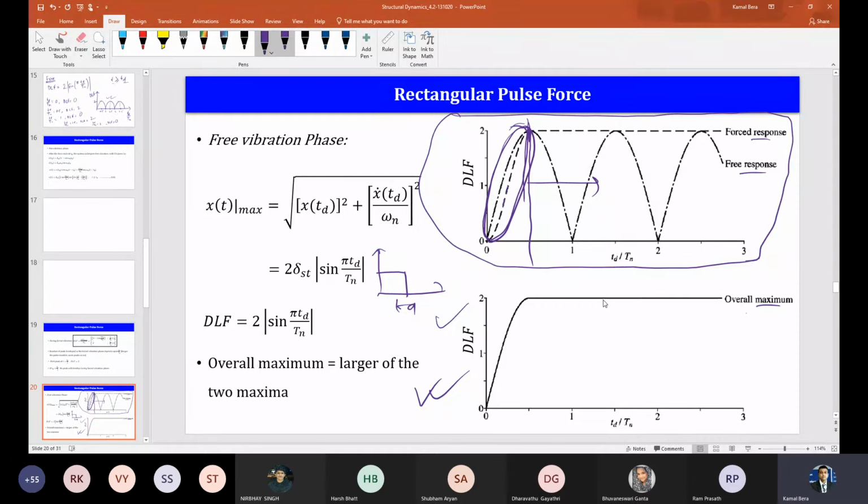Because the 2 sin square curve has smaller values in that area. 2 sin square we can also write as 1 minus cos 2 theta, and we can compare the values. In one case it is sin square, in the other it is only sin, and the square will be lower if Td by T is less than half, right? Let's say sin 30 degrees, what is sin 30? 1 by 2. If I take the square, 1 by 4. Which one is more, 1 by 2 or 1 by 4? 1 by 2. So that's why the free vibration phase is more, you see.